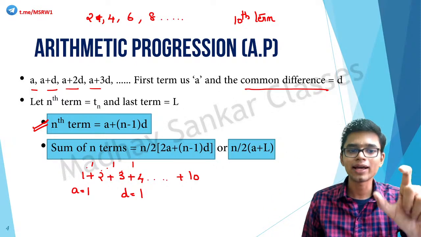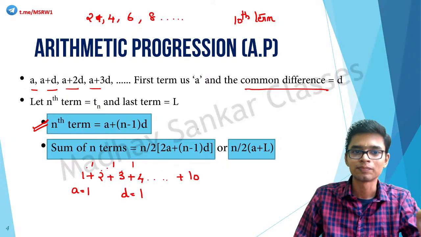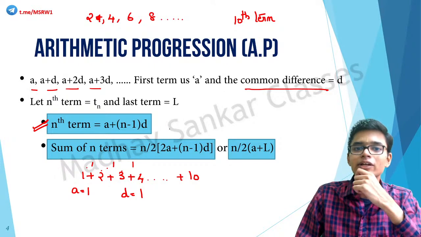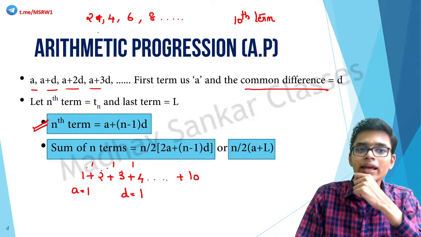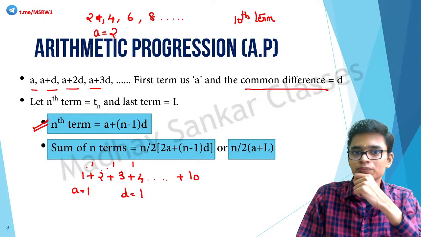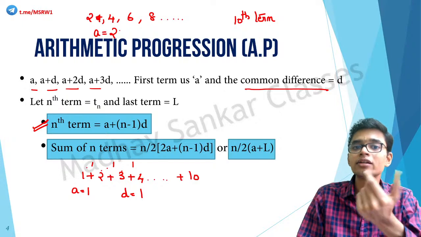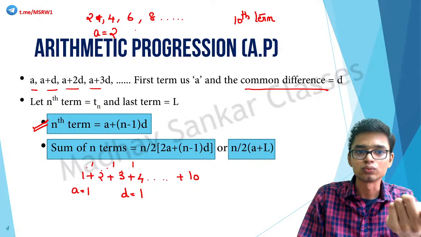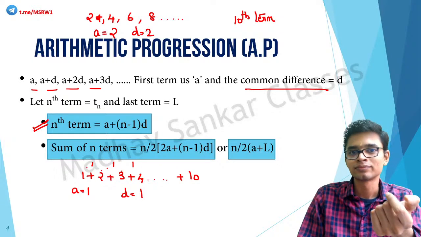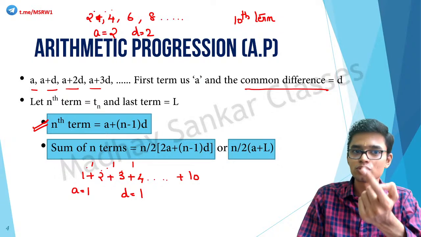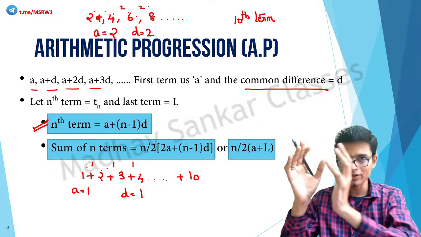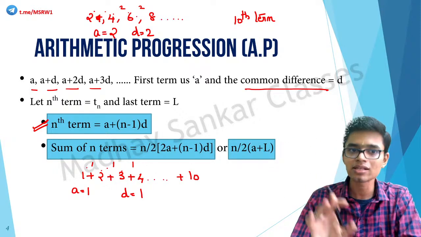So how would we apply the formula to find the nth term? The nth term is equal to a plus n minus 1 into d. Here, what is a? A is the first term, that is 2. And what is the common difference? Common difference d is also 2: 4 minus 2 is 2, 6 minus 4 is 2, 8 minus 6 is 2. So a is 2 and d is 2.